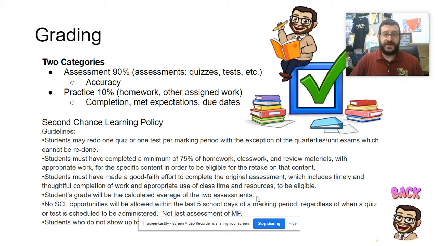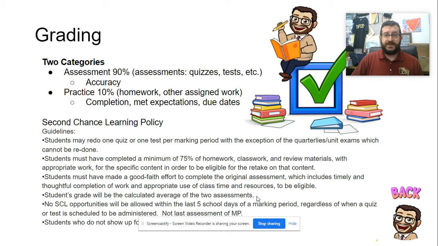At the bottom, you'll also find the second chance learning policy. Students are allowed to take 1 test or 1 quiz each marking period as a do-over. Each department's second chance learning policy is different. This is the math department's. The students must have met all of these criteria in order to be allowed a second chance learning opportunity. And certain things are not allowed for second chance learning opportunity, like quarterly exams, midterm exams, any exam within like 5 days of the end of a marking period.